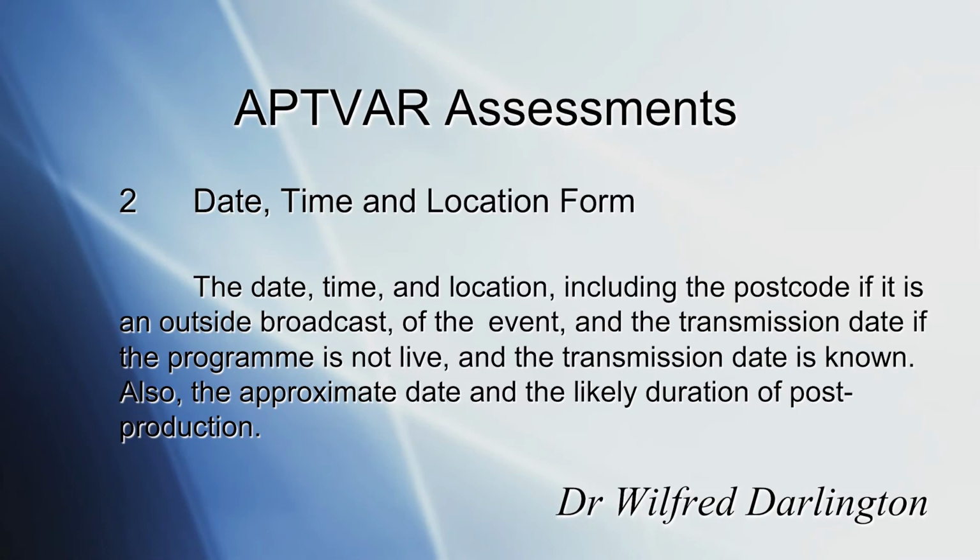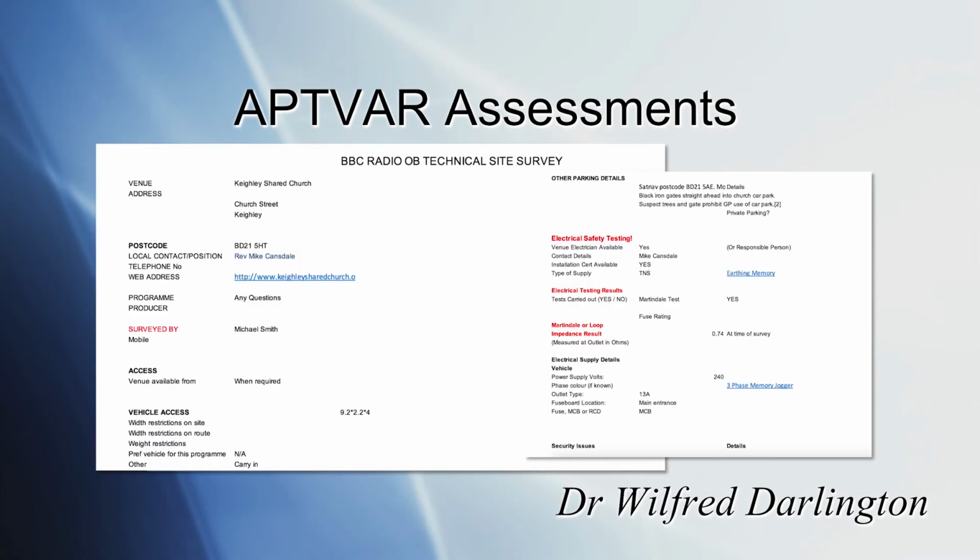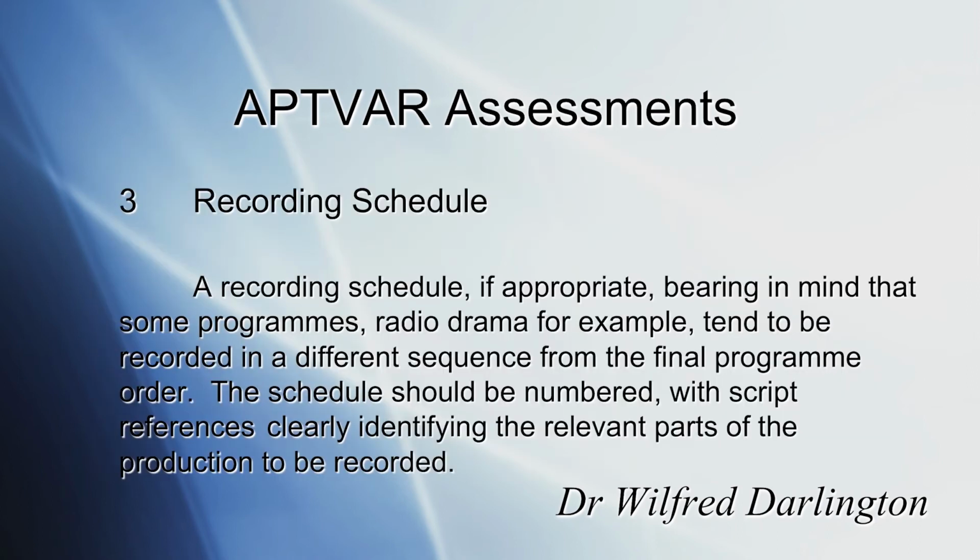You then need a series of forms and documents which deal in detail with the points that you've raised in the overview. So first of all you need item 2, a form which gives the date and time and location, including the postcode if it's an outside broadcast of the event, and the transmission date if the programme is not live and the transmission date is known. Also, the approximate date and the likely duration of post-production. Item 3 is a recording schedule.